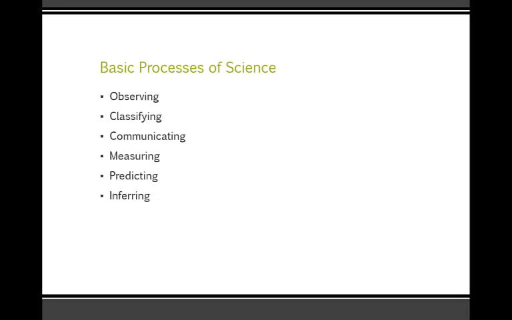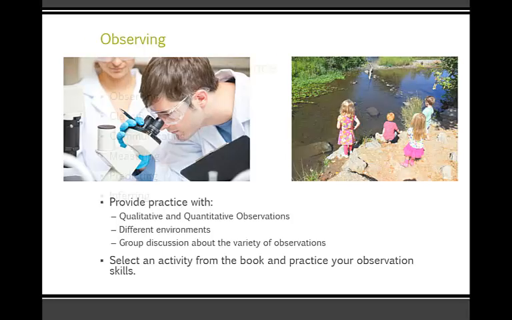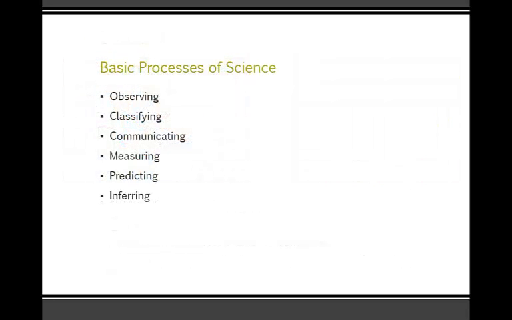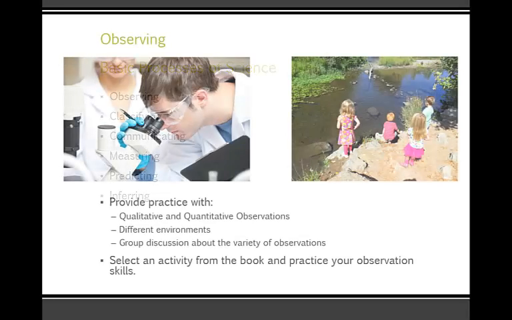The basic processes of science, which we'll talk about first, are observing, classifying, communicating, measuring, predicting, and inferring. The great news about these basic processes of science is that these are also basic processes of life. You'll find that students, no matter what age group or grade level, will have lots of prior experience with these processes. Your job in the context of science will be to expand their experiences to include some of the nuance that is specific to science.